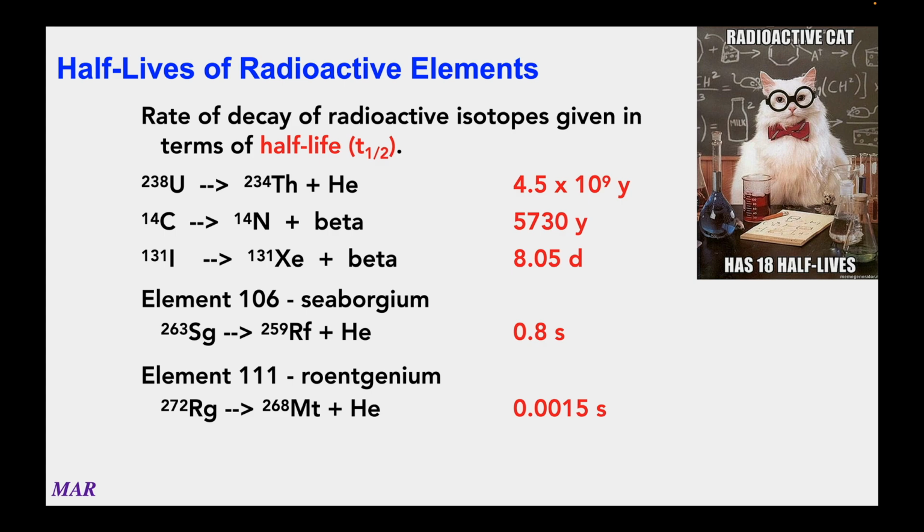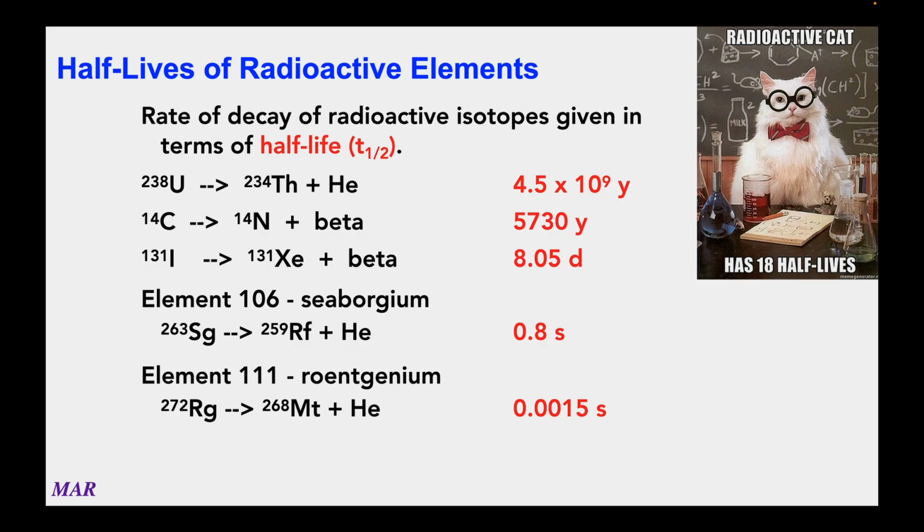Carbon-14 is actually pretty helpful to scientists. Carbon-14 has a half-life of 5,730 years. And then you can see iodine-131's half-life. That was released into the air around Hanford in eastern Washington back a couple decades ago. Not the best. Element 106 is one of the newest elements. It's seaborgium. Seaborgium has a very small half-life, 0.8 seconds.